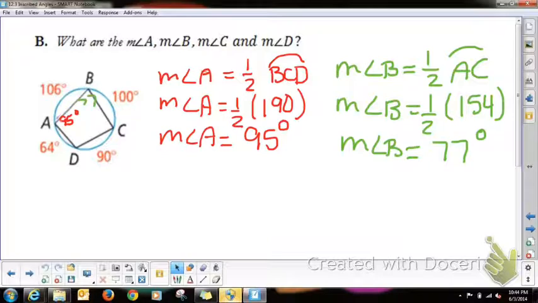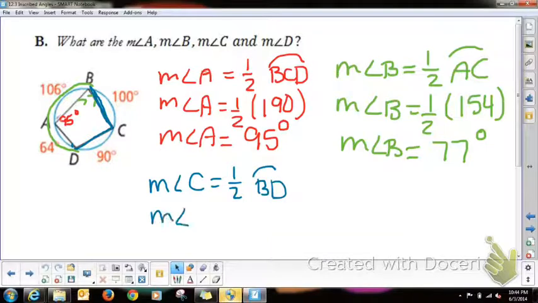Now we want to find the measure of angle C. The measure of angle C is here. It intersects this circle at this arc, BD. Again, I do not have to name this as a major arc because it is less than 180. So the measure of angle C is going to be 1/2 of the arc it intercepts. It intercepts this arc, BD.